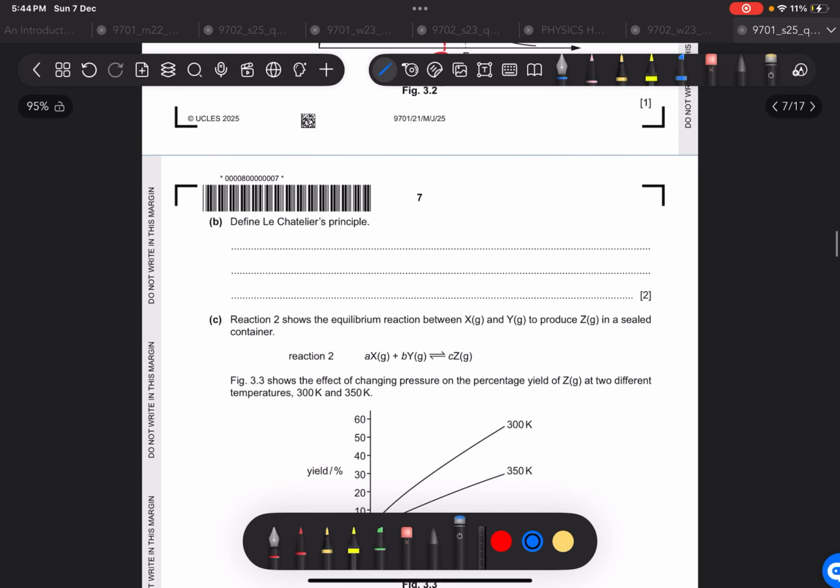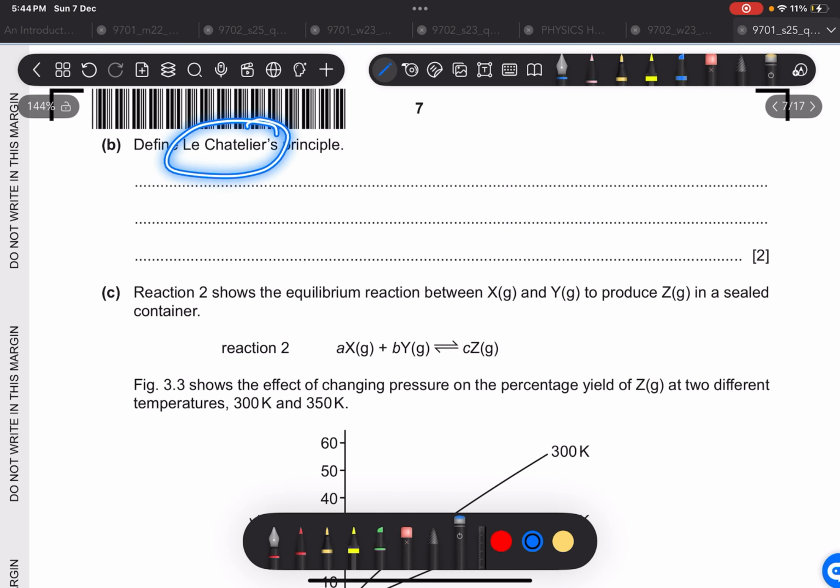Okay? Define Le Chatelier's principle. Le Chatelier just said that whatever you try to do to the equilibrium, it is going to try to reverse it. So we simply have to say that Le Chatelier's principle states that if we make a change to the equilibrium, it tries to reverse it or minimize the change that was caused to it. So we just have to realize one thing, that Le Chatelier's principle states that if a change is made to a system, the system is going to try to reverse it.